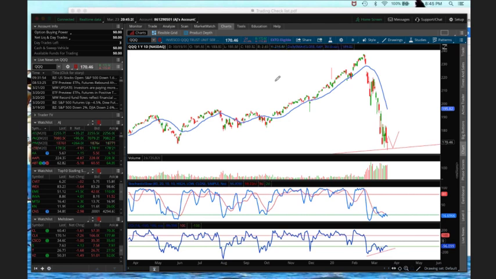So be careful if you buy into the Qs. You might want to do some options like Phil. If you want to buy shares, you can do that too, but just don't go crazy. Don't go betting the farm in any one position.